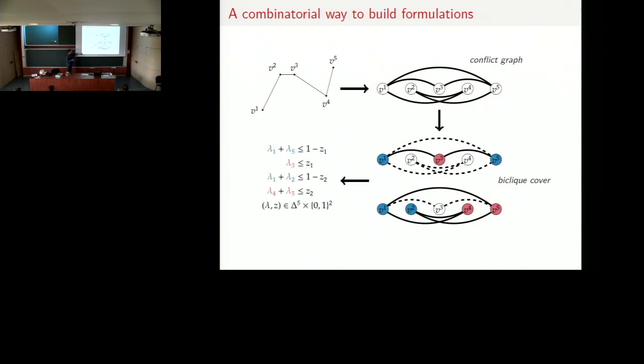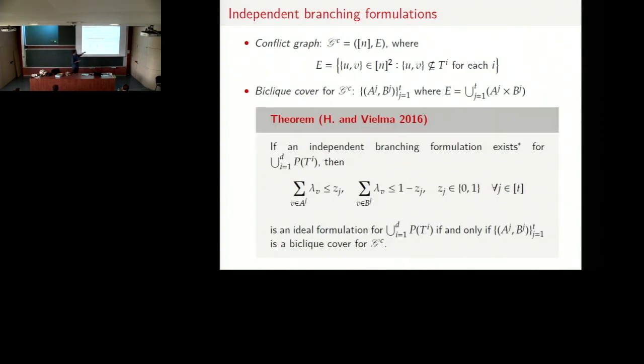And it turns out that once you have this in hand, you can really easily read off a formulation for the thing that you actually care about. So these are what I called independent branching formulations. And they're actually really simple once you have this biclique cover. Right? So for each level, you have a binary variable and 2 constraints. And these together, they either say that some lambda variables are going to be set to 0, or some other set of lambda variables are going to be set to 0.